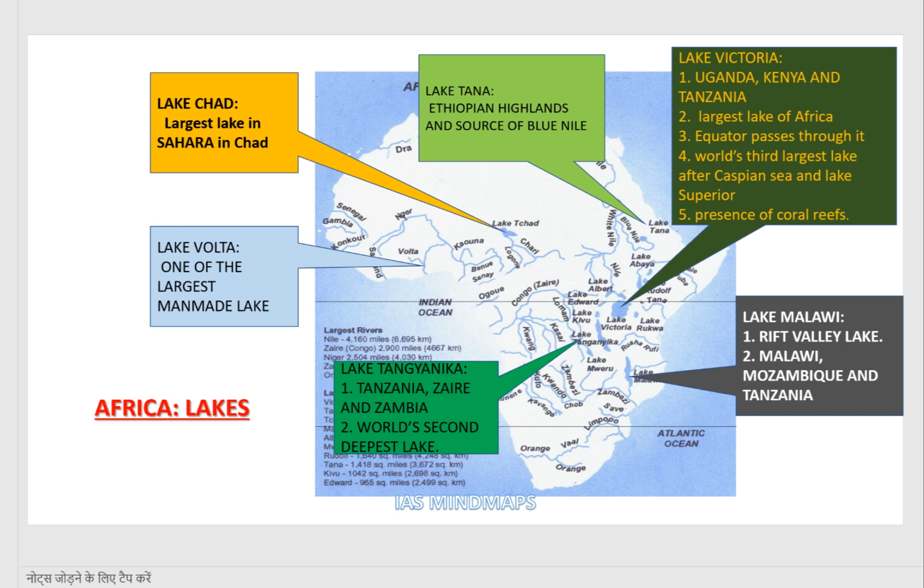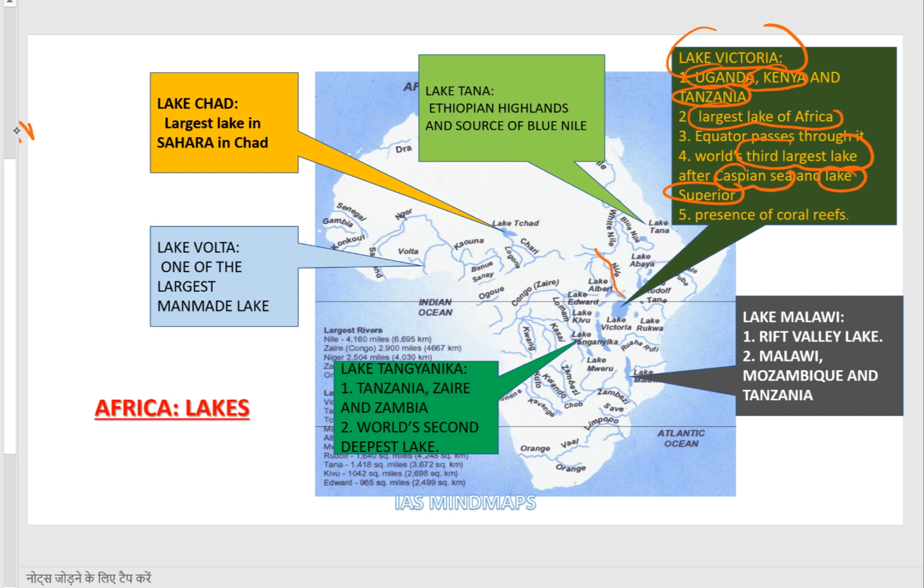So the largest lake of Africa and the most famous is Lake Victoria, from where the River White Nile comes out, as you can see here. It is the largest lake of Africa, and 3 countries are having their boundaries inside Lake Victoria, that is Uganda, Kenya and Tanzania. So Uganda, Kenya and Tanzania share Lake Victoria. This is a very, very important fact. It is the largest lake of Africa and the world's 3rd largest lake after Caspian Sea and Lake Superior.